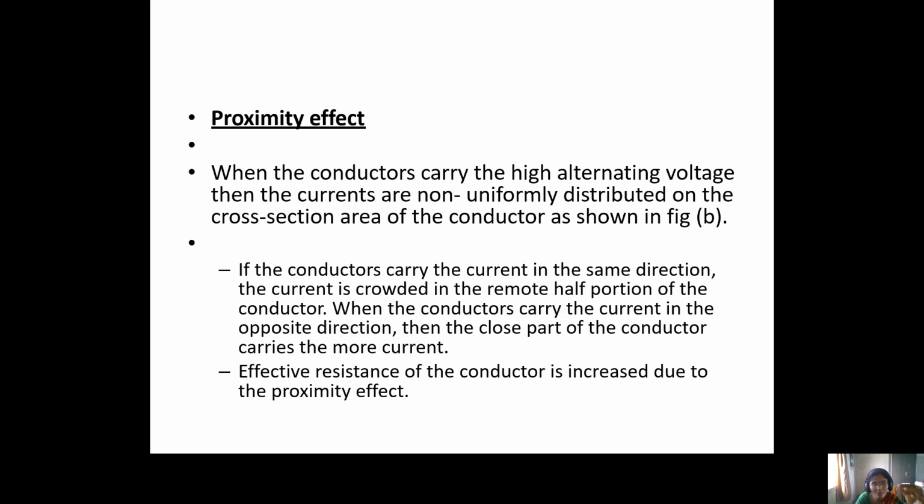Proximity effect. What does proximity effect mean? When the conductor carries high alternating voltage, the currents are non-uniformly distributed on the cross-section area of the conductor. So when you have to transmit high voltages, the conductors carry high alternating voltage, and the currents are non-uniformly distributed on the cross-section area of the conductor. Whenever that effect occurs, it is called the proximity effect.